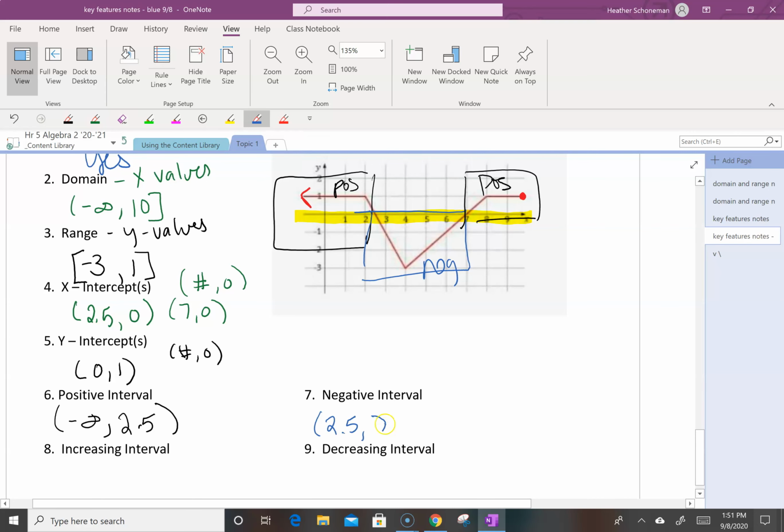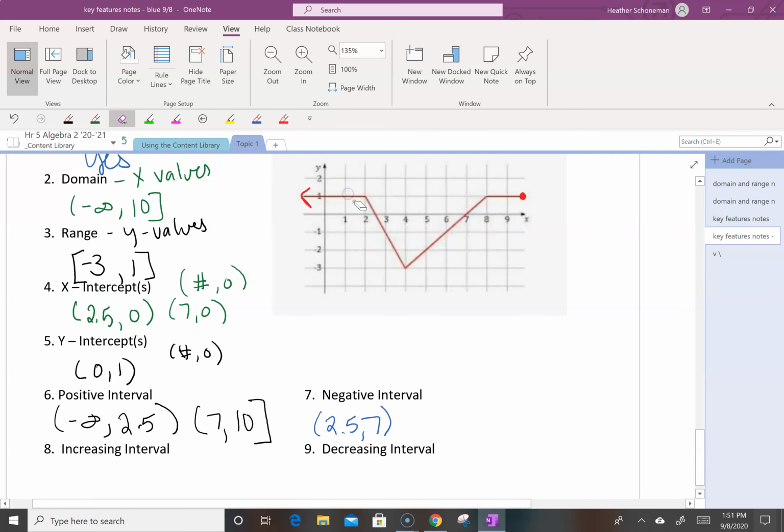Sorry, bad 7. Then at 7 it crosses and then it's up again. So from 7 all the way to 10, now 10 is an actual point and it's above, bracket, it is positive.